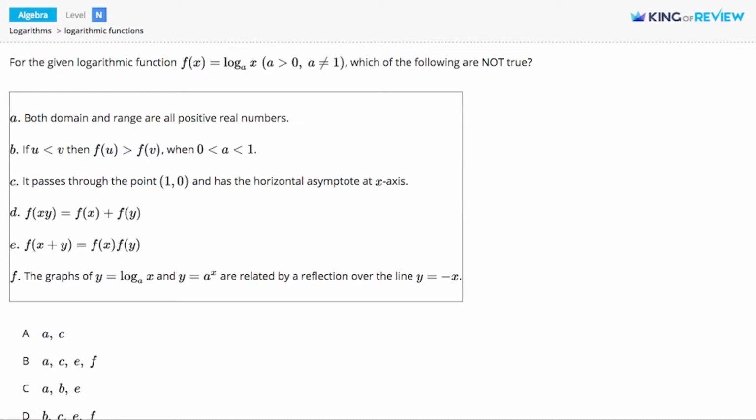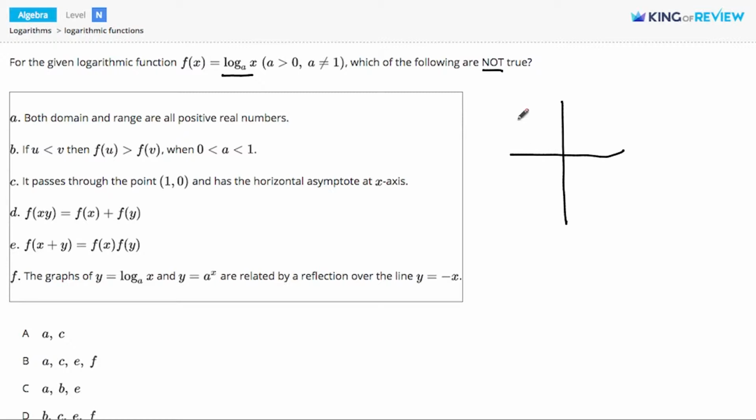Here we have a general logarithmic function, f of x equals log base a of x, and we need to determine which of these 6 statements are not true. So let's start at the beginning. A says the domain and range are positive real numbers. Well, we can figure that out pretty easily by looking at a graph.